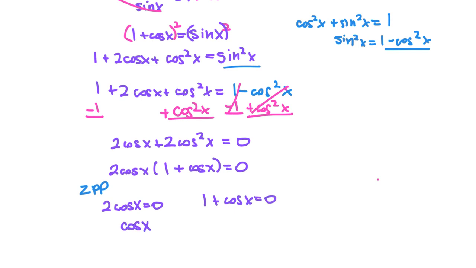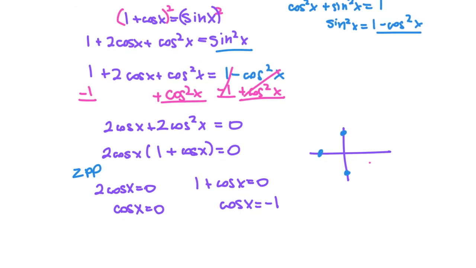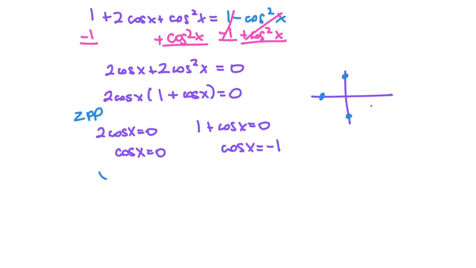So when does cosine x equal 0, and when does cosine x equal negative 1? So cosine is 0 here and here. Cosine of x is negative 1 here. And so those angles are at x equals pi over 2, x equals pi, and x equals 3 pi over 2. Now remember, when you square both sides of the equation, you're going to have to check to either validate that they are true solutions or find that they are extraneous.